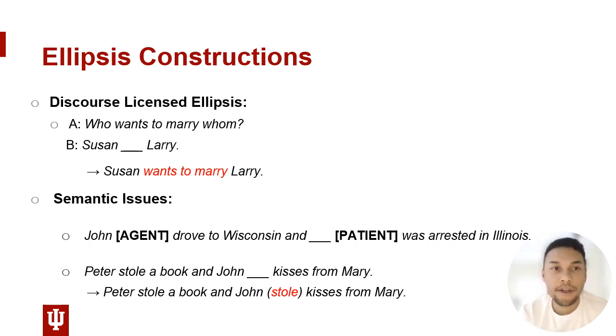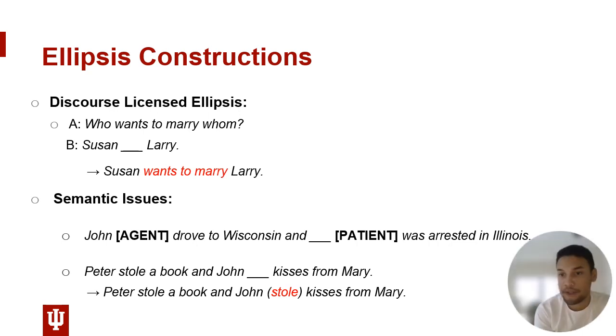And finally, we note some semantic issues with ellipsis constructions. So let's take, for example, the sentence, John drove to Wisconsin and was arrested in Illinois. Here, the elided element, which is John, does not share the same semantic information or semantic role as its antecedent. So in the first clause, John is an agent driving. And in the second clause, the elided element, John still, is this time a patient.